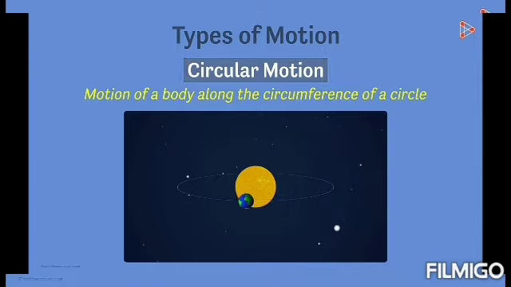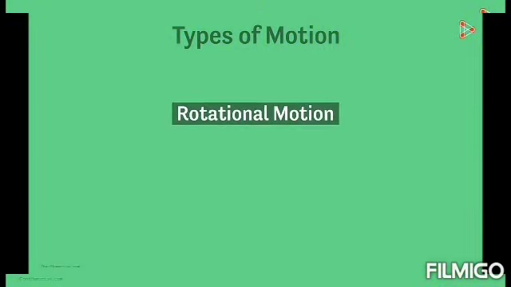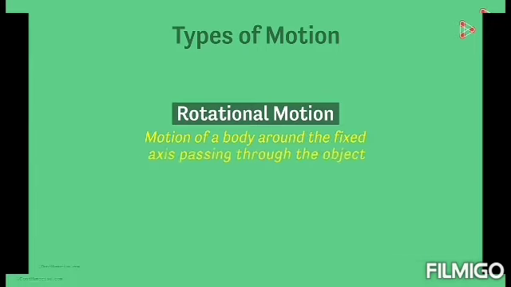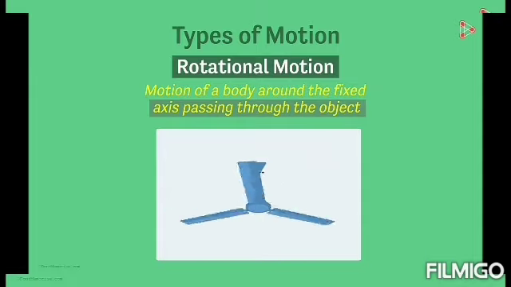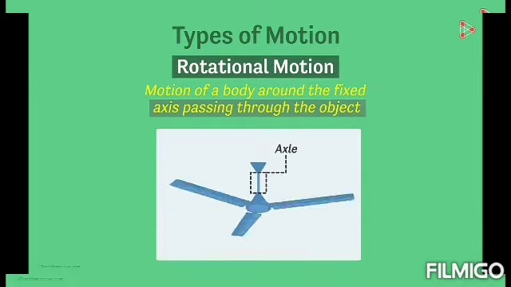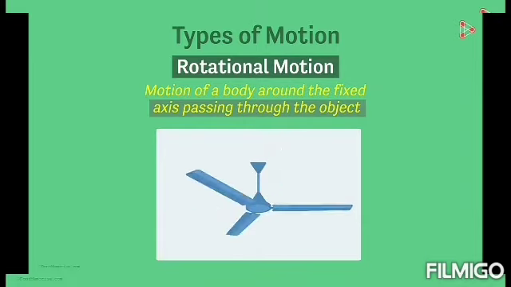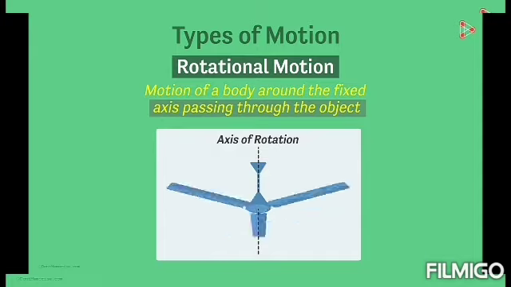The third type of motion is rotatory motion. It is the motion of a body about a fixed axis passing through the object. This is important: the axis passes through the object. An example of rotational motion is a ceiling fan rotating about its axis. The hypothetical line passing through the fan is called the axis of rotation.